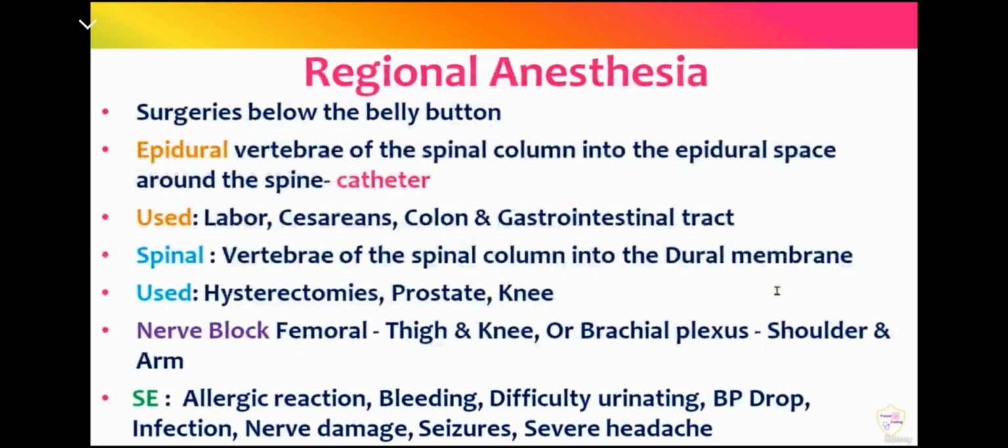Now, if we move on to much more detail about the different types of regional anesthesias. Remember, I said regional anesthesia has a variety of types, right? So it has epidural, spinal, nerve block, regional, ganglionic block. All those different types are there in the regional anesthesias. Let's see the major types.